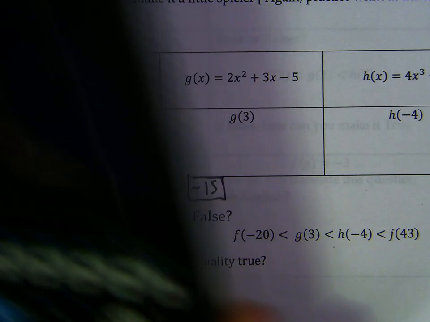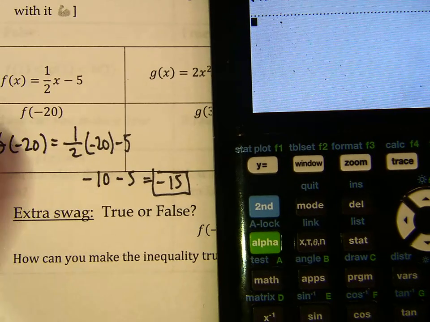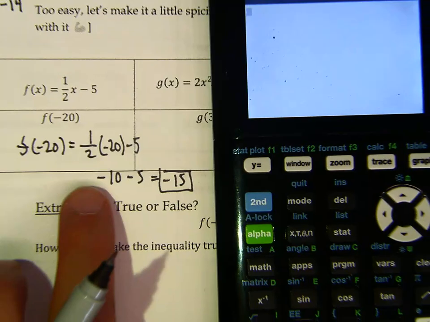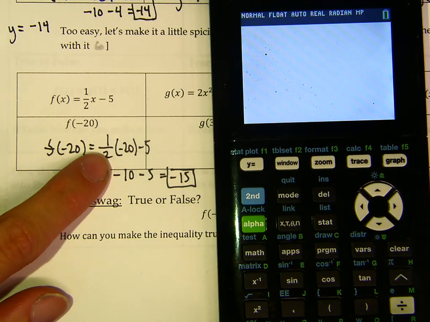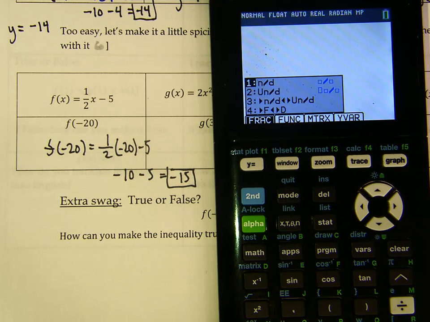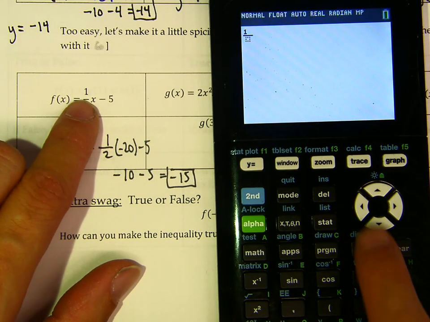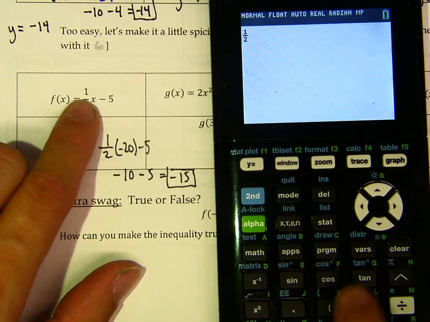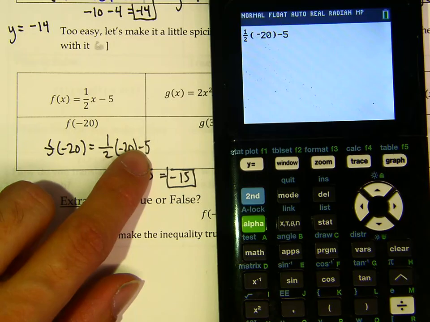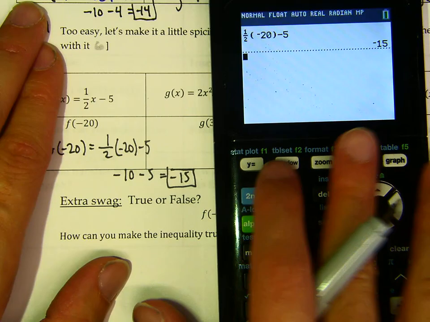And if you want to say, Profe, how do you put this into the calculator? For all the cookies in the world, how do you put a fraction into the calculator? We have done this. Alpha, y equals, enter. And then poof, you get it, right? So I could put 1 over 2, parentheses negative 20 close, minus 5, and I get negative 15. All right, so make sure you have your calculator skills as well.